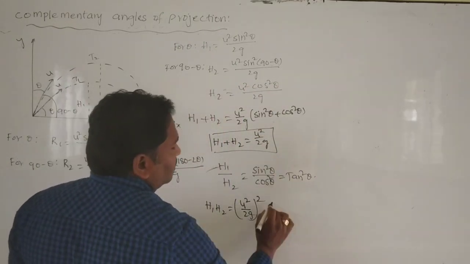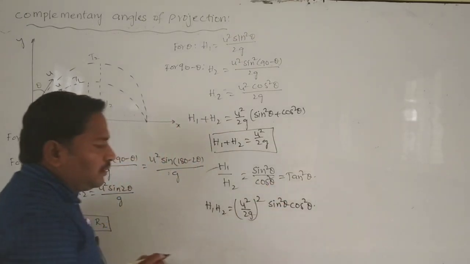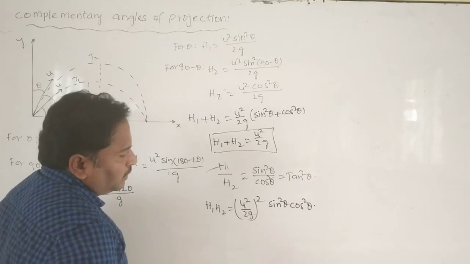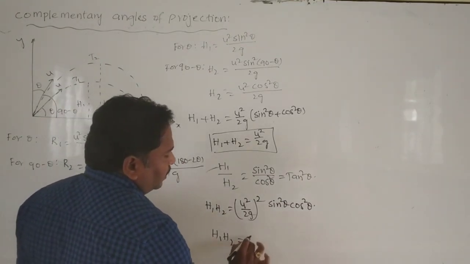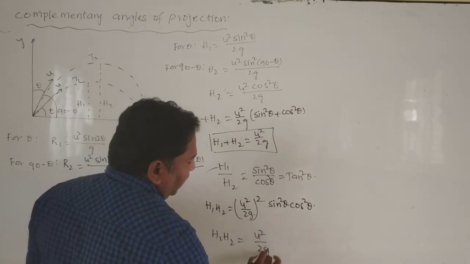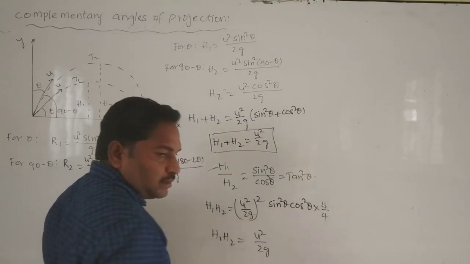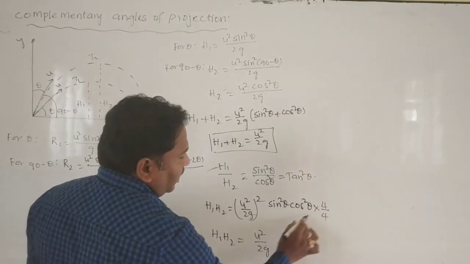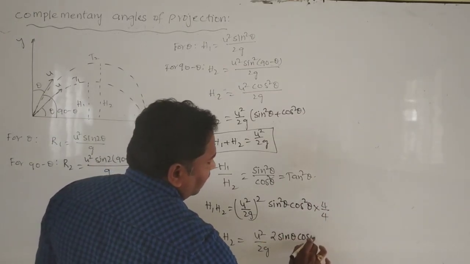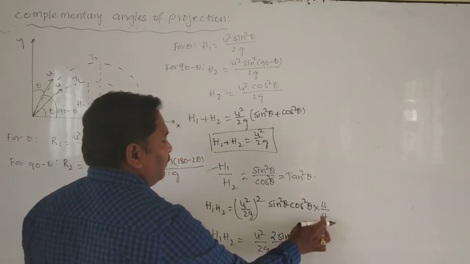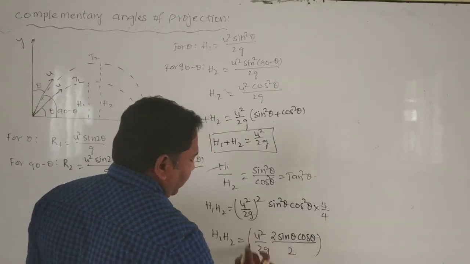Next you get sin square theta into cos square theta. So we can write h1 h2 equals u square by 2g, whole square, and here we multiply by 4 and 4. Then you can write it as 2 sin theta cos theta, and when we write it in whole square, this becomes 2 sin theta cos theta whole square.